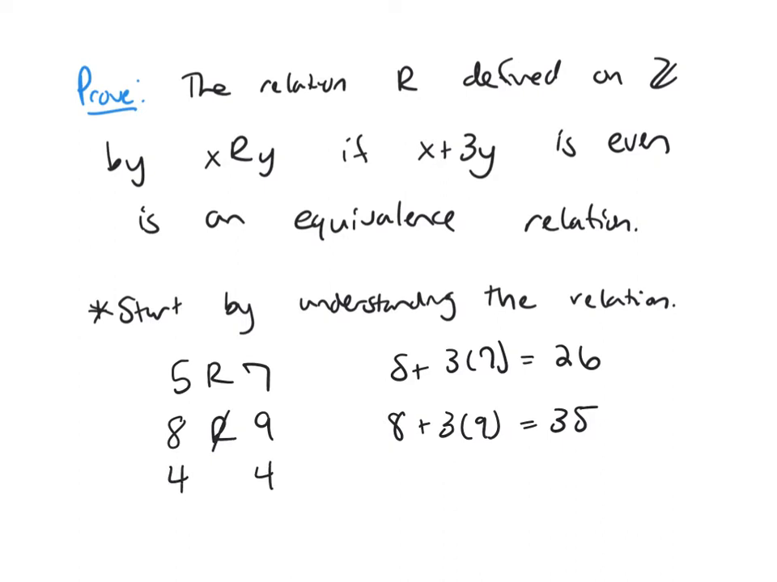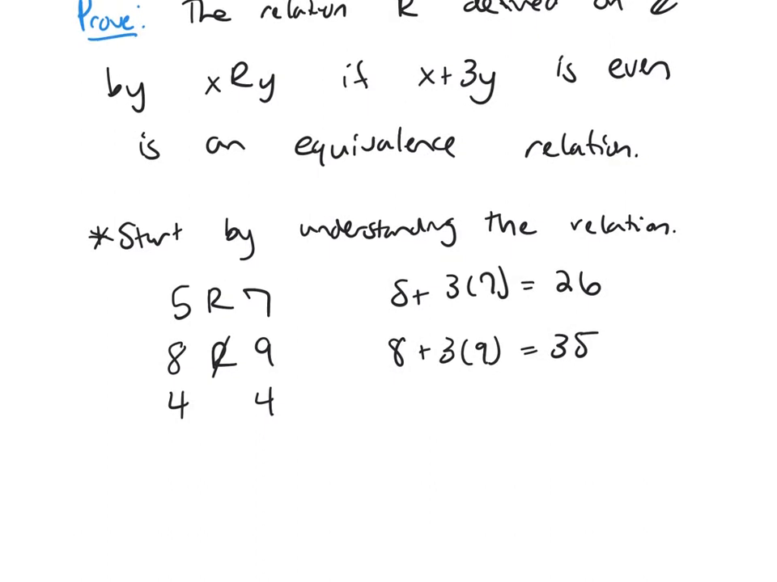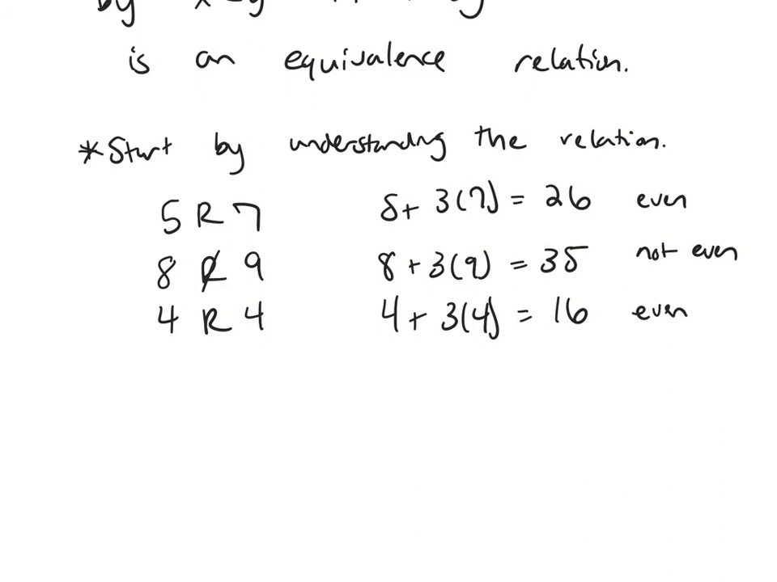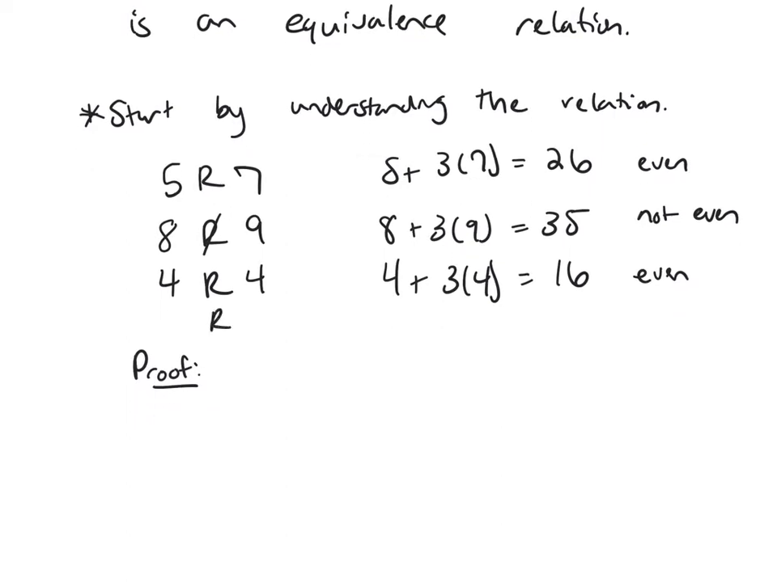Now if I look at 4 and 4, we're hoping that this is an equivalence relation, so 4 should be related to 4. So if I look at 4 plus 3 times 4, this is 16, and 16 is even. So 4 is related to 4. Okay, so we've processed this relation a bit, and now we understand it a little better. So now let's start with our proof. The first thing is we need to prove that the relation is reflexive. So this is the first part. We're going to show that R is reflexive.